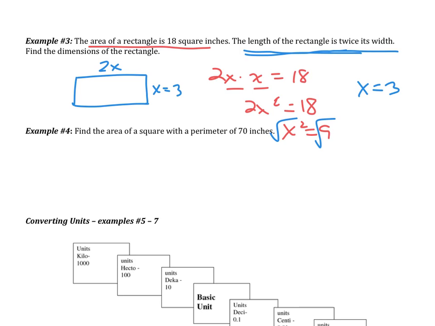The length is twice as long. So what's the length? 6. Now, to double check, the area is 18. Is 6 times 3 18? Yes. So we did good. Okay? All right. Last one.